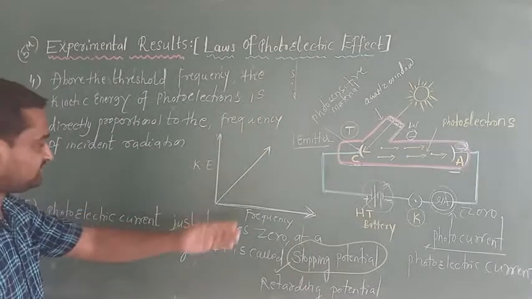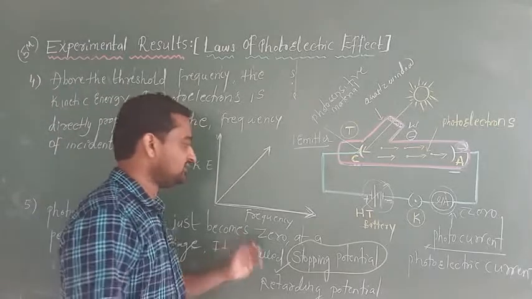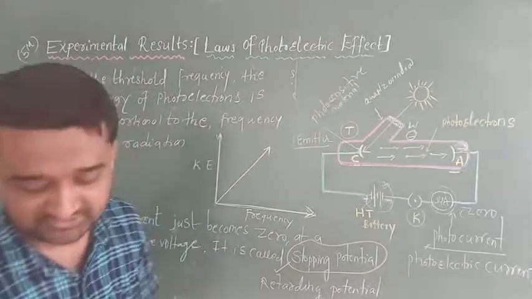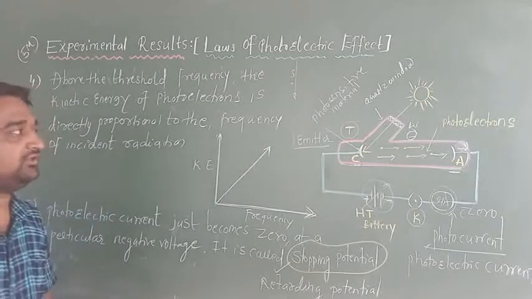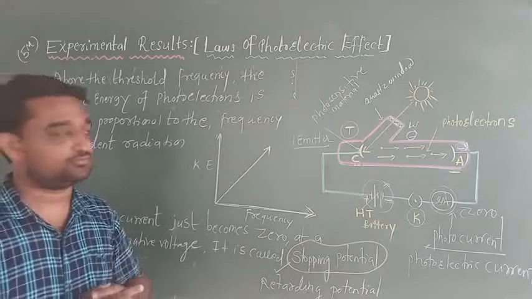The photoelectric current just becomes zero at a particular negative voltage of the anode, and that is called the stopping potential or retarding potential. This experimental study of the photoelectric effect was done by Heinrich Hertz, and these are the experimental results of the photoelectric effect. This is a very important 5-mark question, and students must get it right for a 3-mark question also.